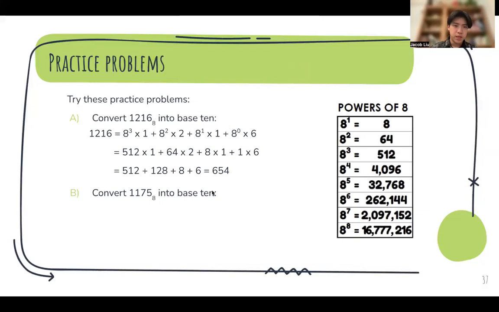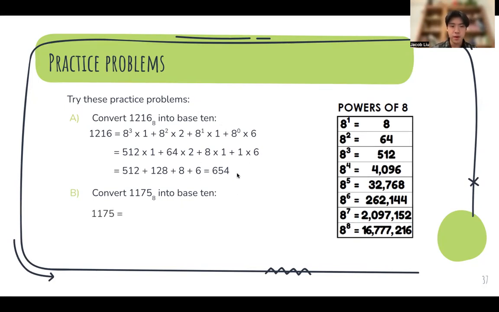So these answers will be in expanded notation, but if you use the graph method, you should get the same answer, and it should look pretty similar. So 1216 in base 8 is 8 to the power of 3 times 1 plus 8 to the power of 2 times 2 plus 8 to the power of 1 times 1 plus 8 to the power of 0 times 6. Then if you do this equation out, you end up with 654.